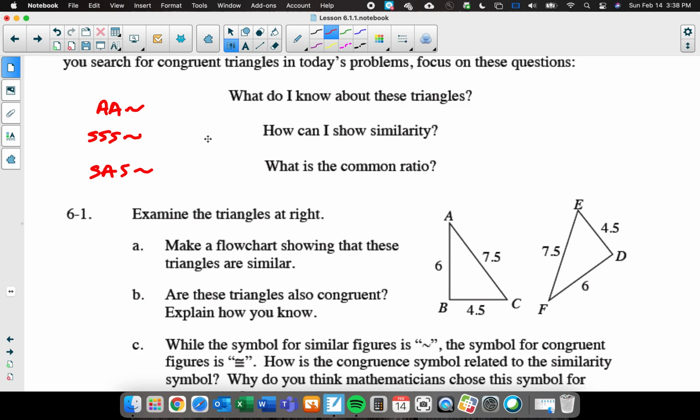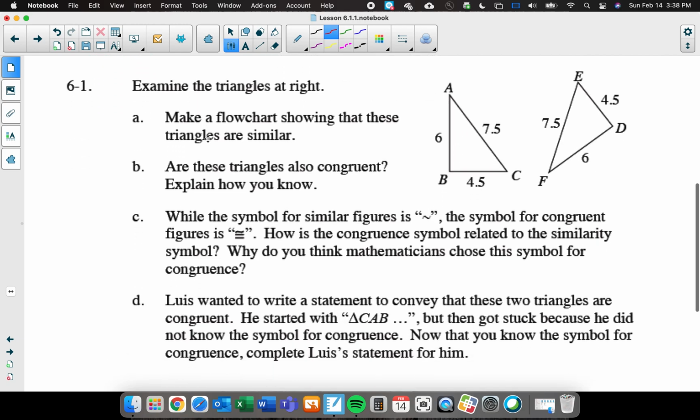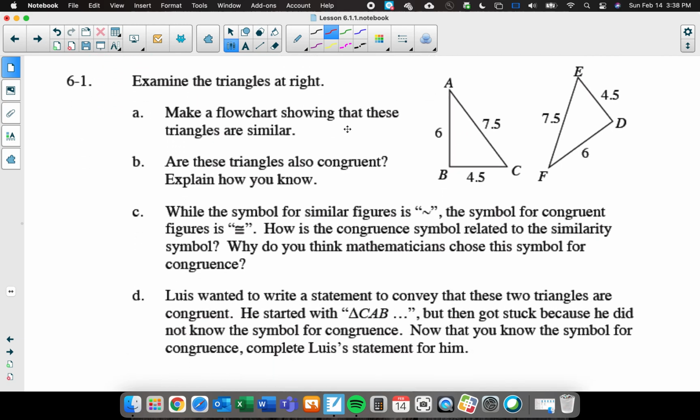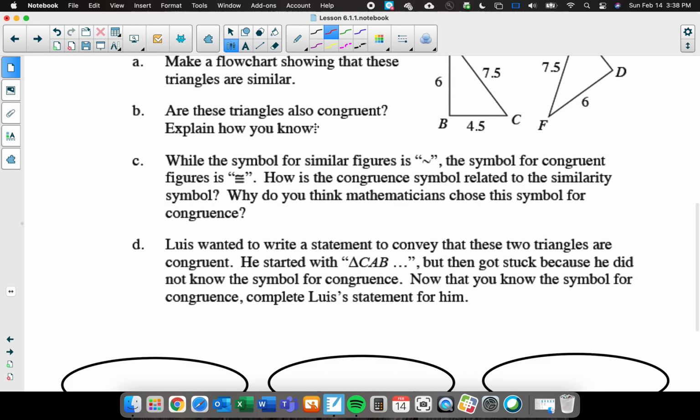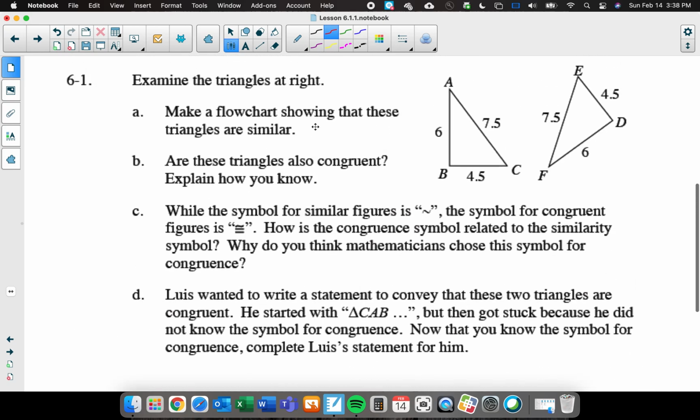We're going to use these concepts quite a bit. Okay, so if you take a look at problem 6.1 here, they ask you to make a flowchart. There's our first proof that we're going to talk about, and we'll do that down below here, showing that these triangles are similar. So if we start with that, the first thing that I'm going to do is use the side lengths here. For example, I'm going to start with AC. I'm going to start with what looks like the hypotenuse. I don't know if it is for sure, because notice I don't have a right angle, even though it looks like one. So I'm going to say the ratio of AC to EF.